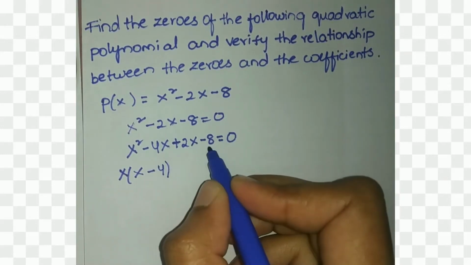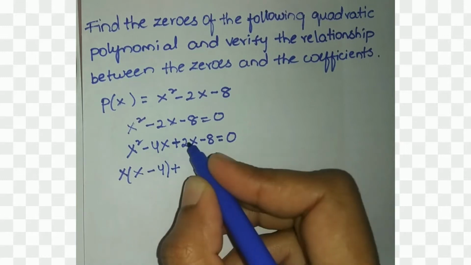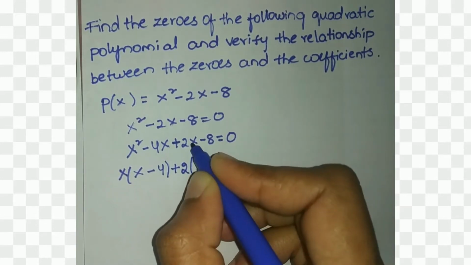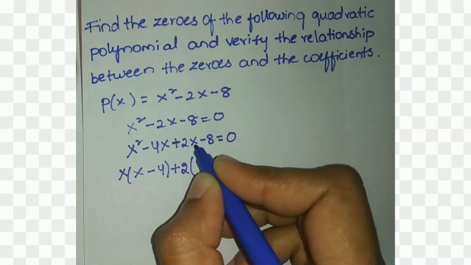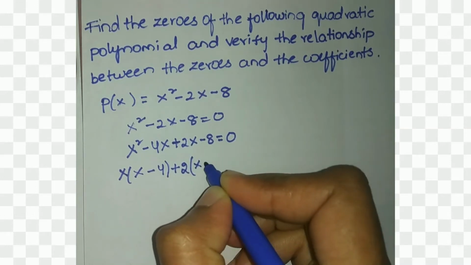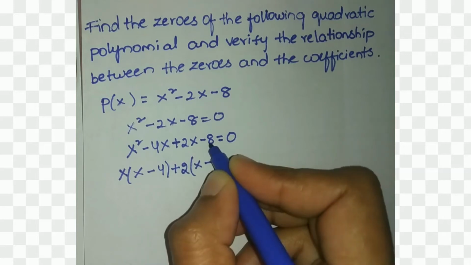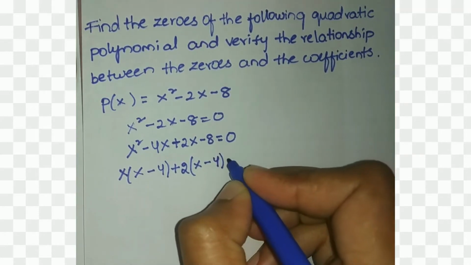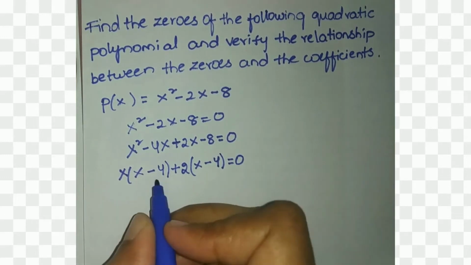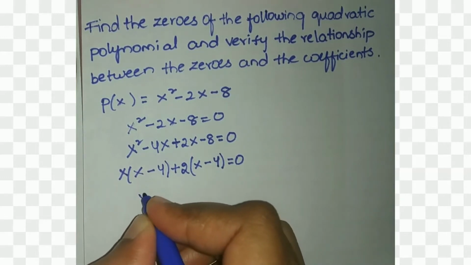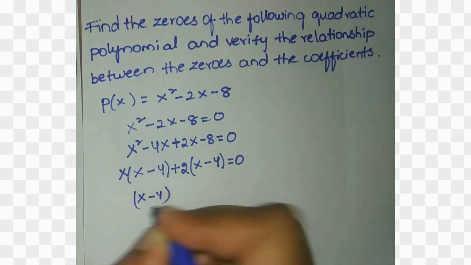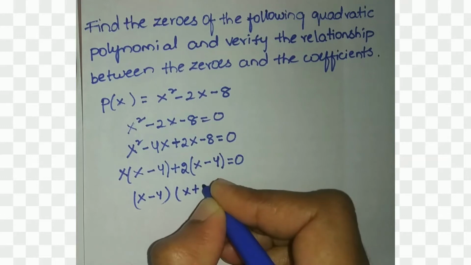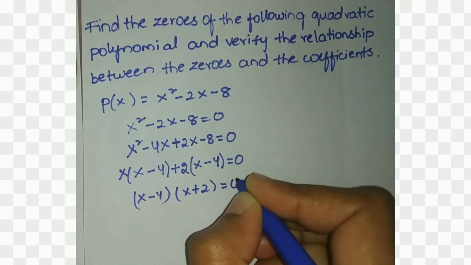And in these two terms, what is common? 2. So, 2 is taken as common. What is remaining? X. X minus, here we have taken 2 as common. So, 4. 4 2s are 8. So, which is equal to 0. So, x minus 4 into x plus 2 is equal to 0.